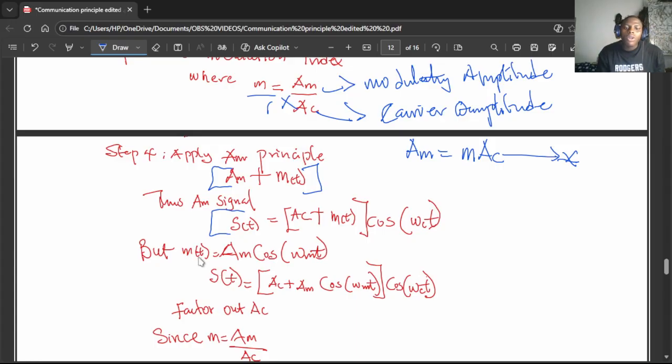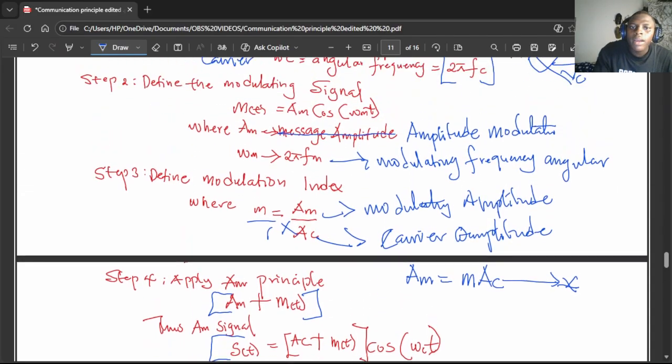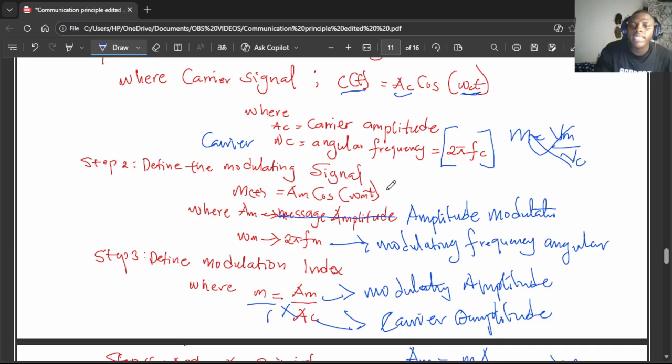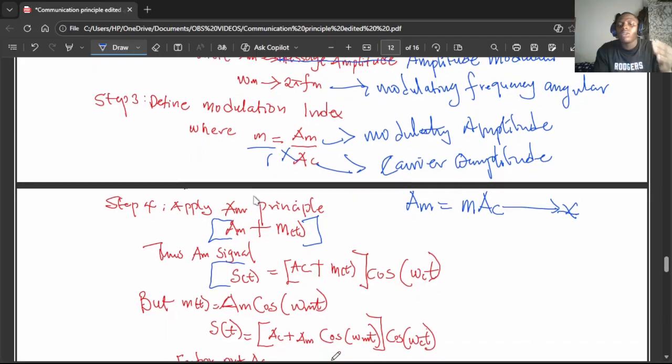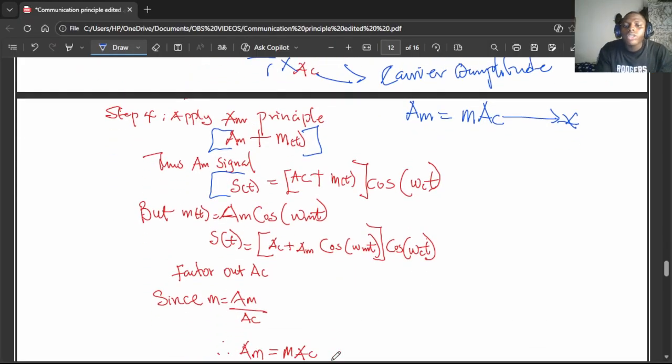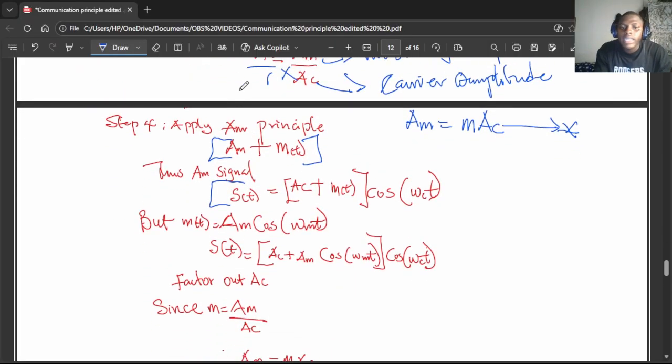But remember, we had an equation for the modulating signal, and we said your modulating signal is Am cos wmt. Remember that equation. Let me show you the equation here. We are simply recalling this equation. Now, recalling this equation, we recall that m of t here is equal to Am cos w subscript m of t.